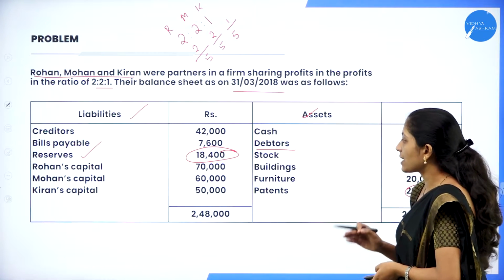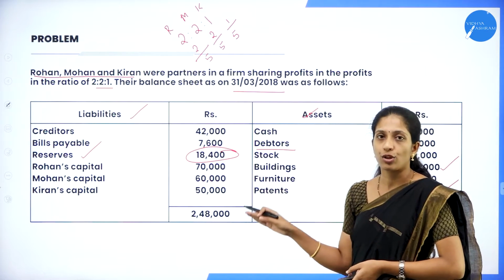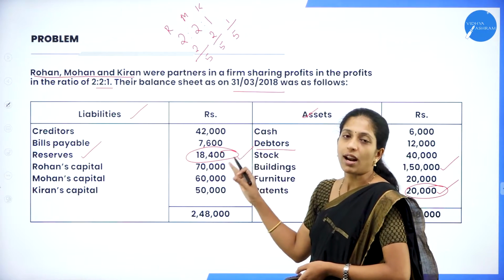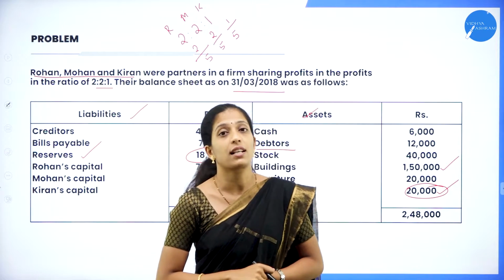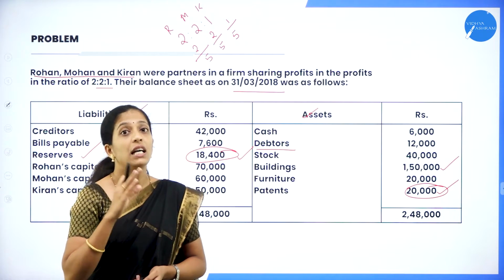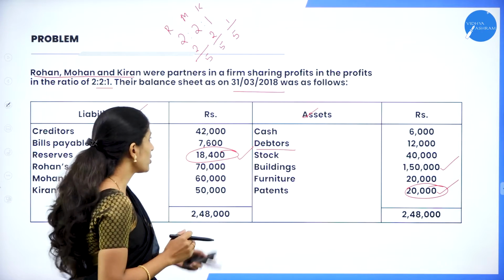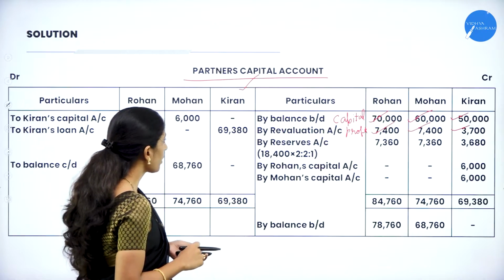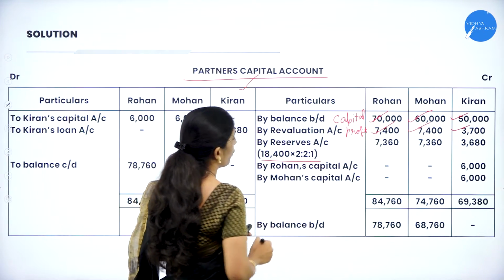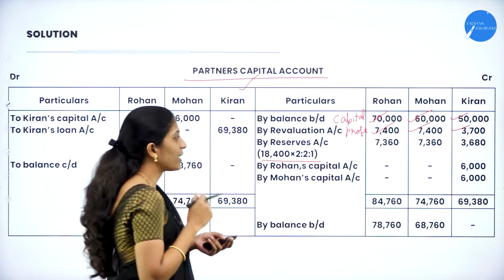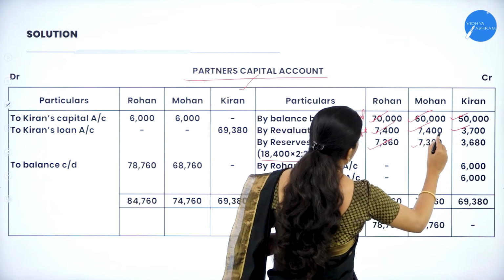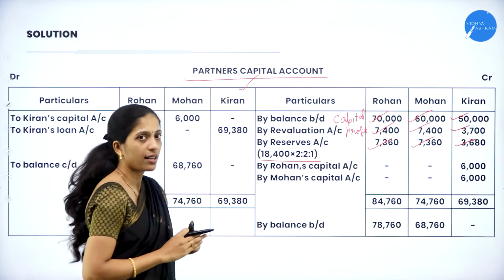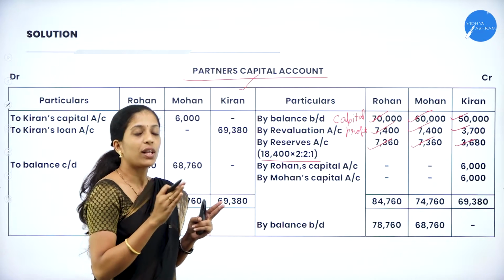In the same way, see the asset side whether there is a profit and loss account. There is no profit and loss account. So we will have only one item, that is reserve. So transfer this reserve to all the partners in their profit sharing ratio. Now how to transfer? By reserve, that is 18,400 into 2:2:1. When you distribute, you'll get 7,360, 7,360 and 3,680. Now we are done with reserves. Now we are done with all the partners.